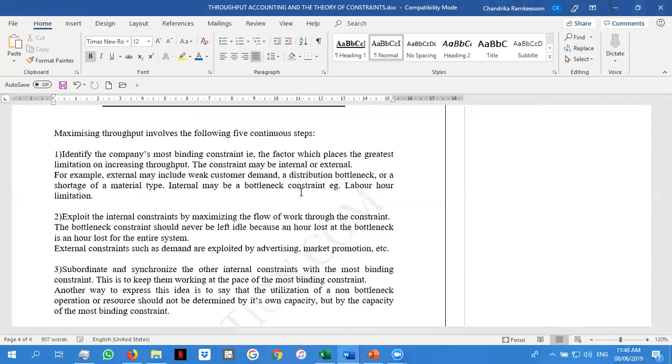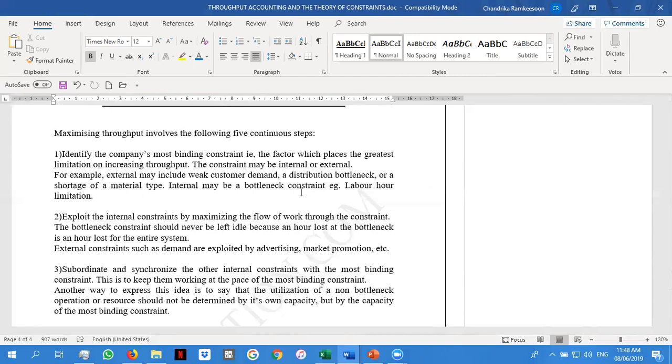Firstly, and this is actually what we've been doing, this is just the procedure really. Identify the company's most binding constraint, the factor which places the greatest limitation on increasing throughput. The constraint could be internal or external. If for example we use outsourced labor supply and it's in short supply, it could be external to the company, or internal if we are producing our own, it may be a machine type. The examiner will make it quite clear which is the constraint.